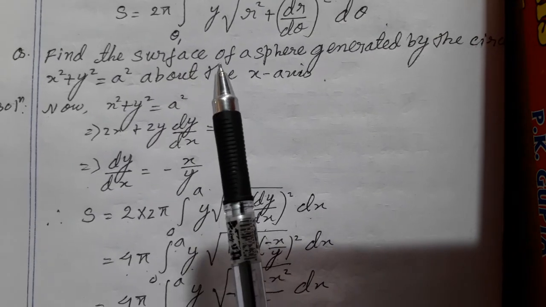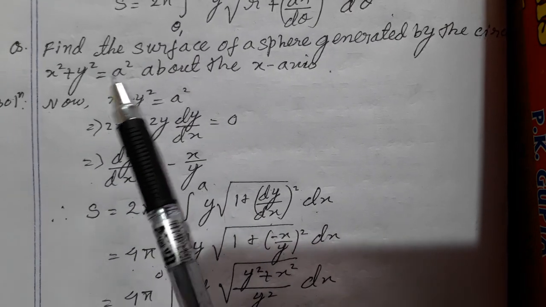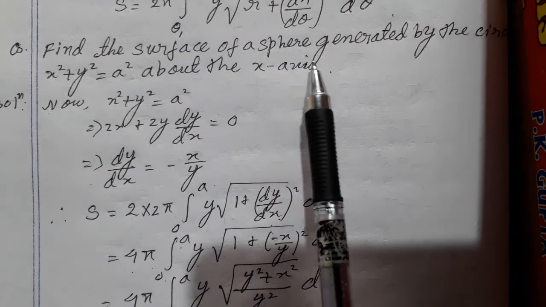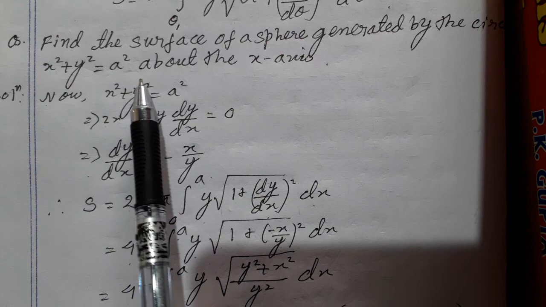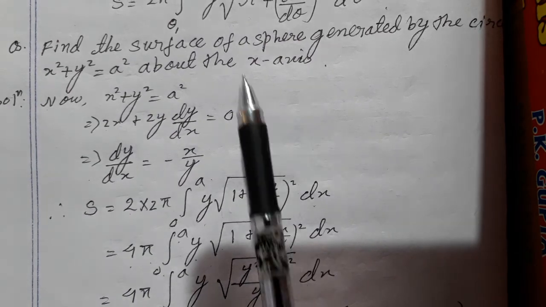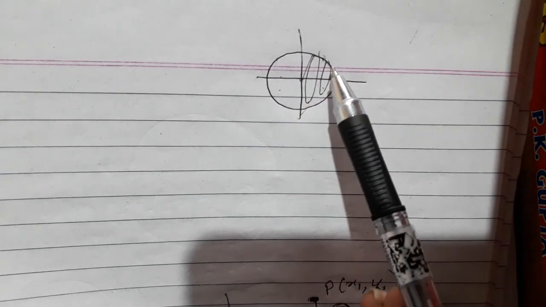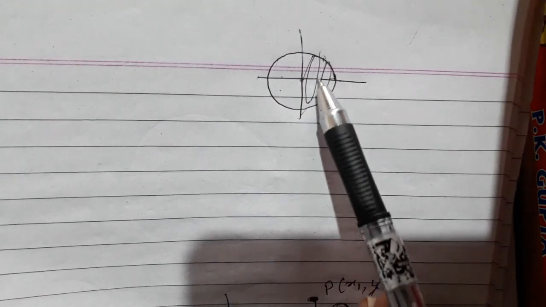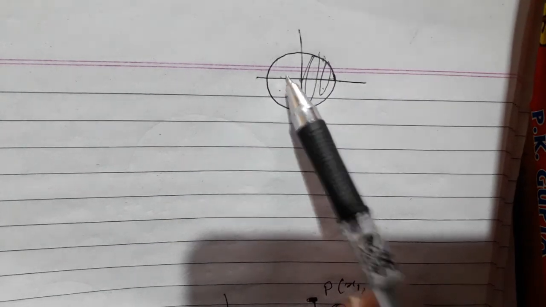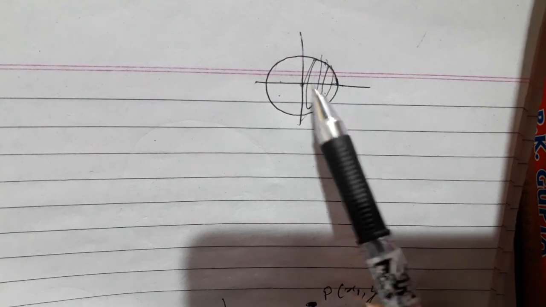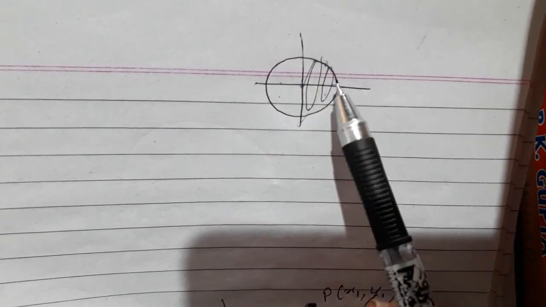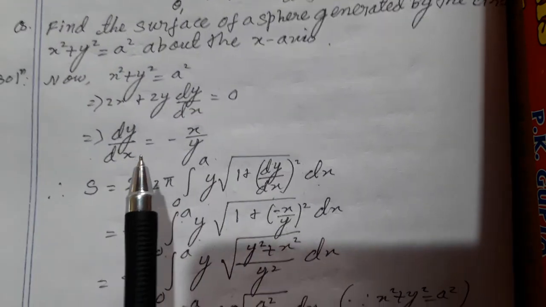So we find the surface area. Here we are going to do one question. We are going to find the surface area of the sphere generated by the circle x square plus y square equal to a square about the x-axis. Here we have the diagram of the circle. The surface area generated by this part and the surface area generated by the other part are the same. So instead of finding the surface area of the whole thing, we'll just find it for this part, take the limit from 0 to a, and multiply with 2.